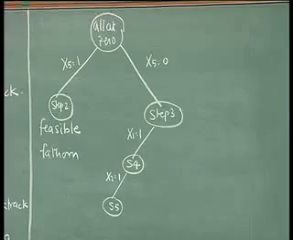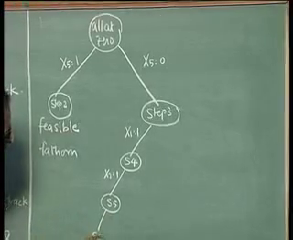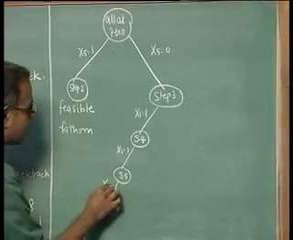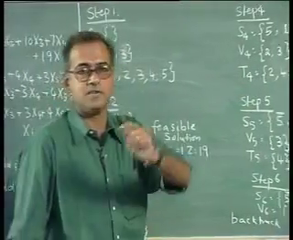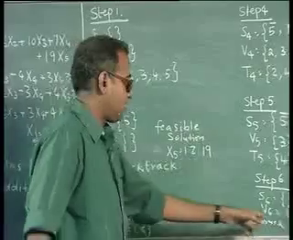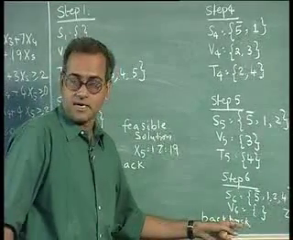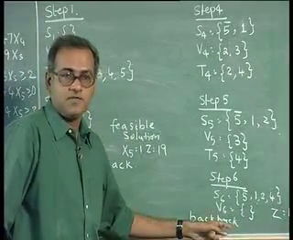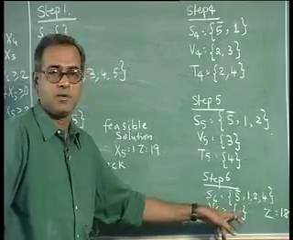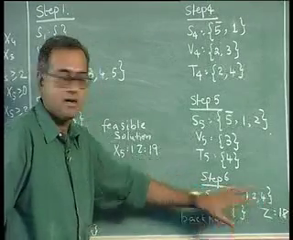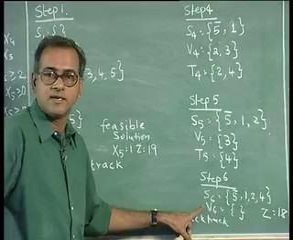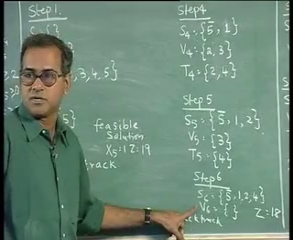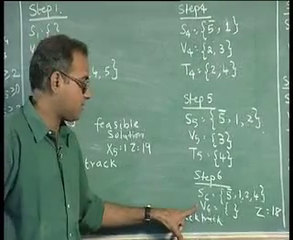Now I go here and define an S6 where I am branching on x4 equal to 1. Again I can create a branch on the right, which I have not done. Now I backtrack. I am sorry, I fathom by feasibility because V is a null set. The set of violated constraints is a null set, which means I have a feasible solution. I fathom by feasibility.